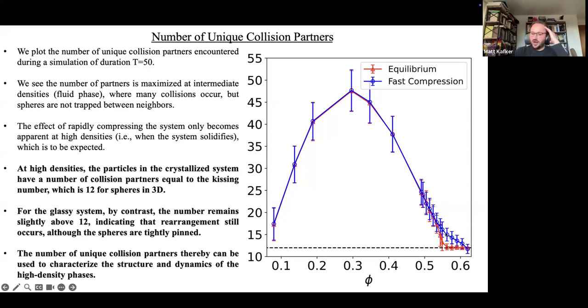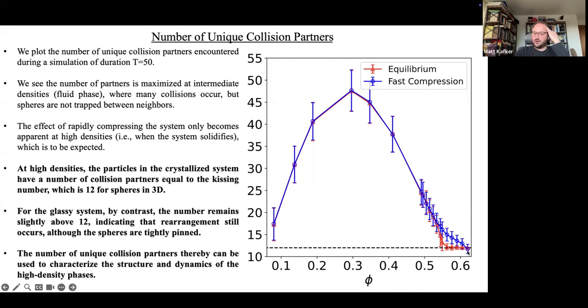The blue curve, the rapidly compressed system, sits above this for a density interval. What that means is that even though you have this amorphous collection of particles and they're all tightly pinned against one another, the fact that the number of particles that they meet is greater than the kissing number means that the lattice is still rearranging. So you have this high pressure state, they're all trapped together, but there's still some degree of movement taking place, where it's not like the randomness is frozen in and everybody is just rattling around their neighbors. There's some degree of movement of the particles.